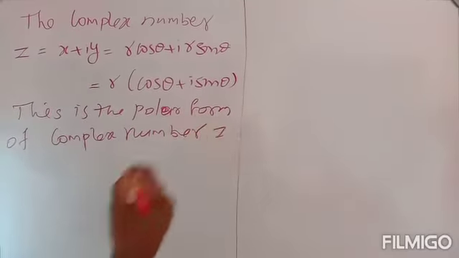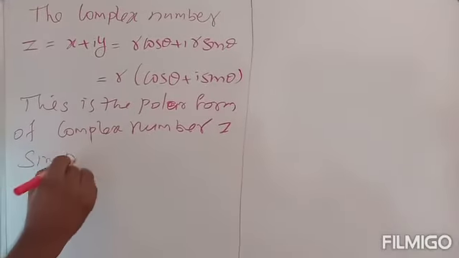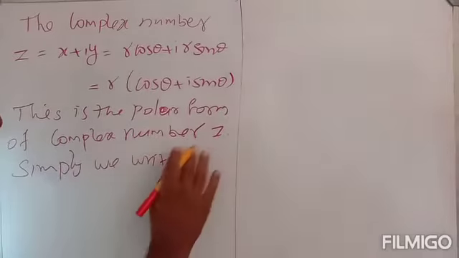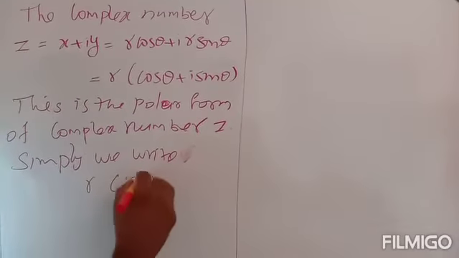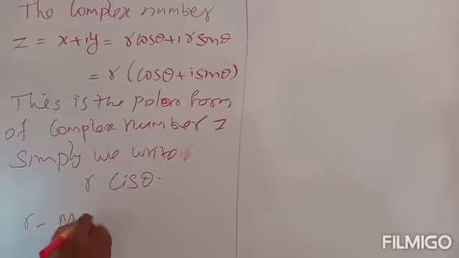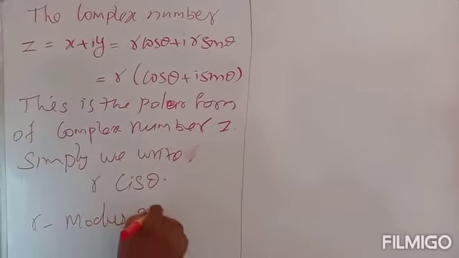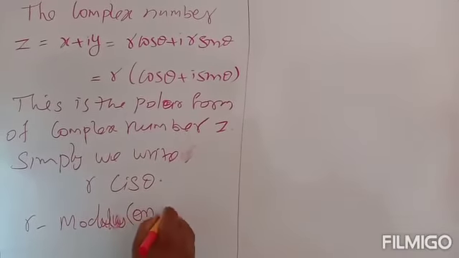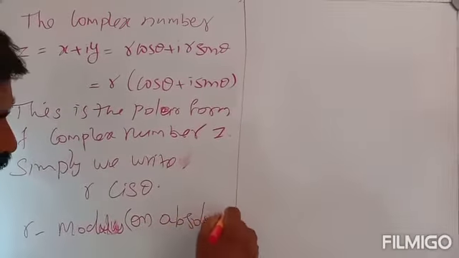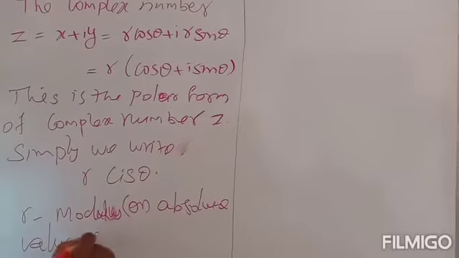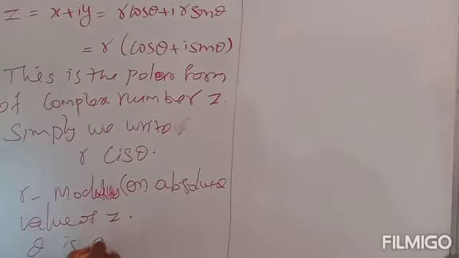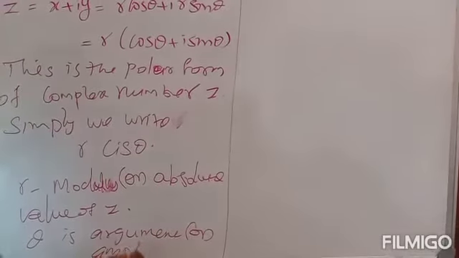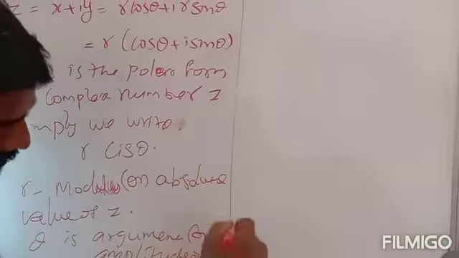Simply, we write z as r cis theta. Here r is the modulus or absolute value of z, and theta is the argument or amplitude of the complex number z.